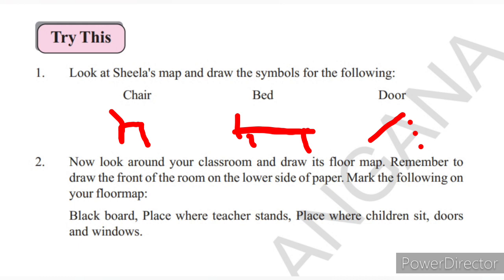So when you draw the classroom floor map, the front of the classroom should be on the lower side of the paper. And what you have to mark in that? Where the blackboard is, where the teacher stands, where children sit, and also the doors and windows. All these you have to cover in that floor map. Okay, this is your work. Try to do this yourself.